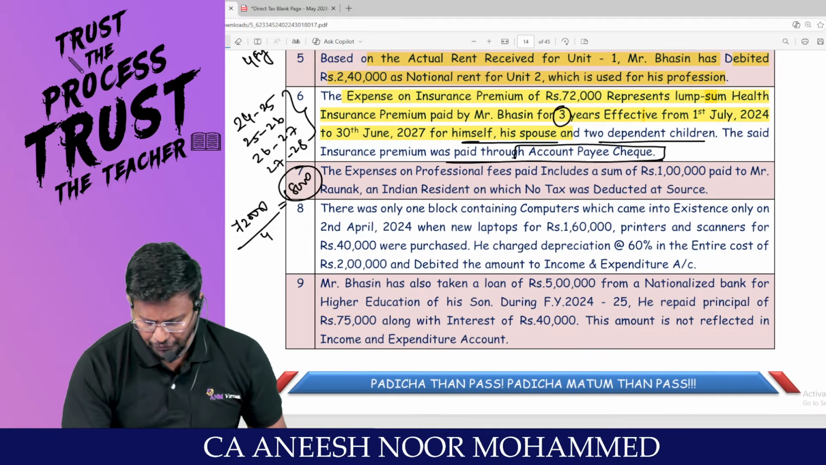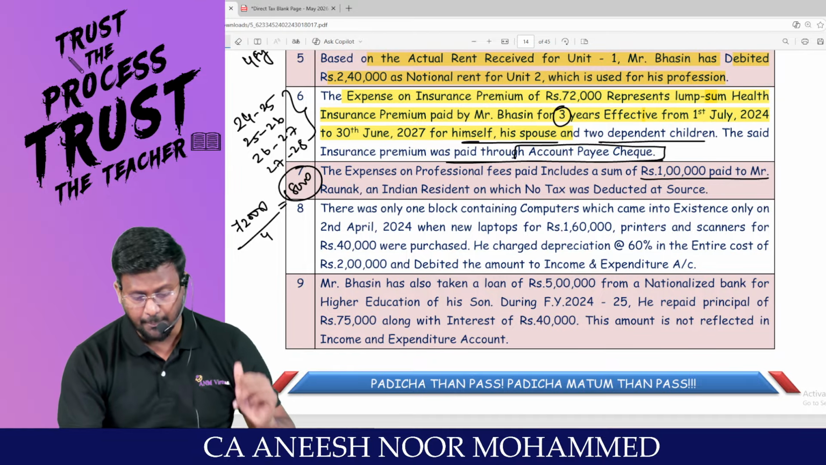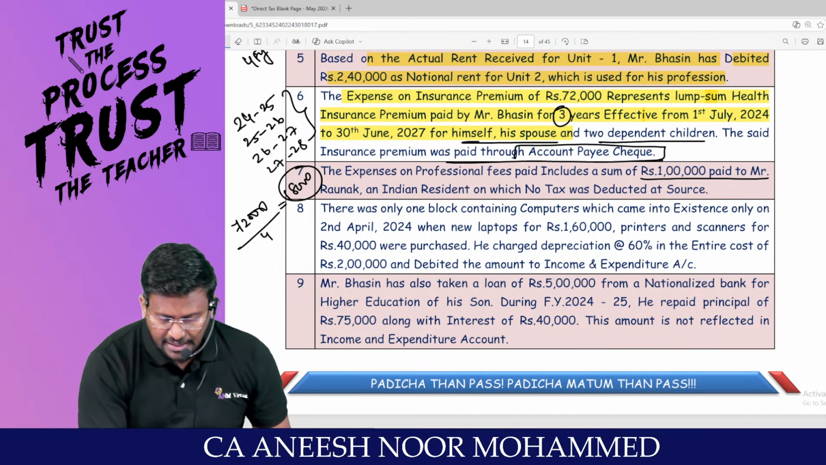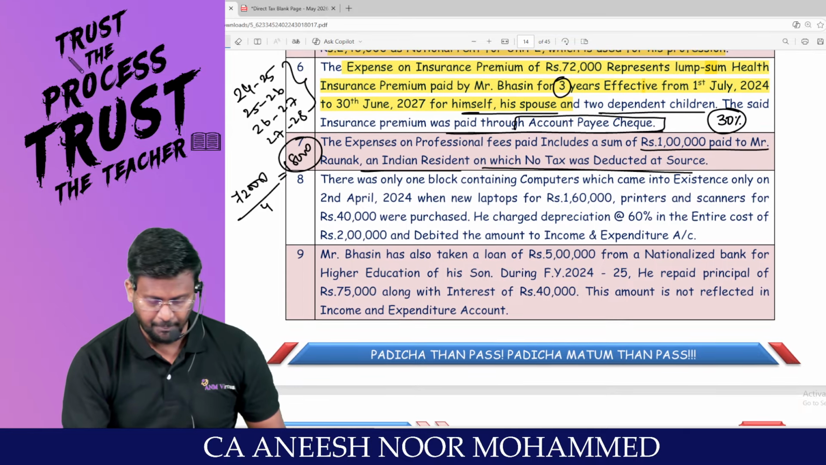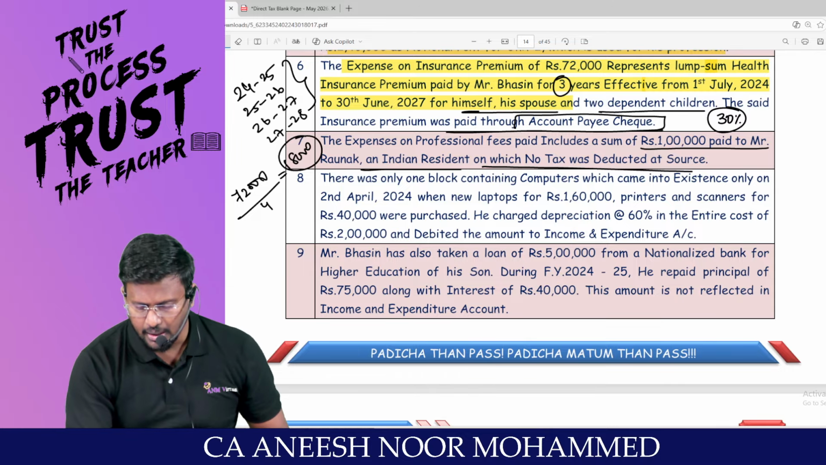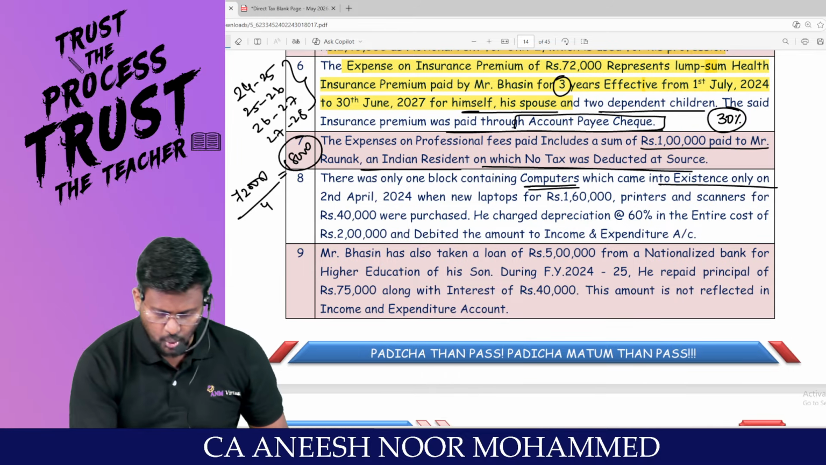Expense on professional fee paid includes a sum of 1 lakh paid to Mr. Raunak, an Indian resident, on which no TDS was deducted. 30% should be disallowed under section 40(a)(ia). There was only one block containing computer, which came into existence only on 2nd April.